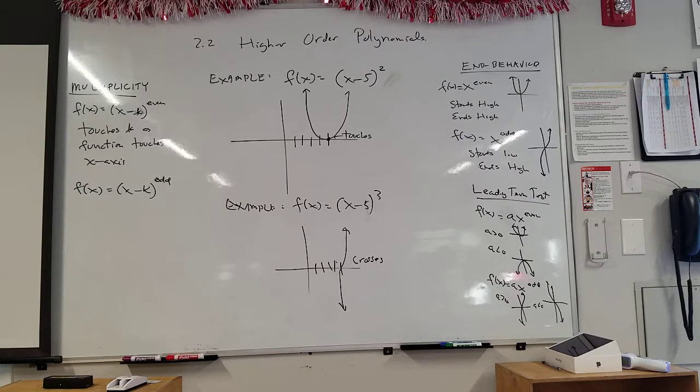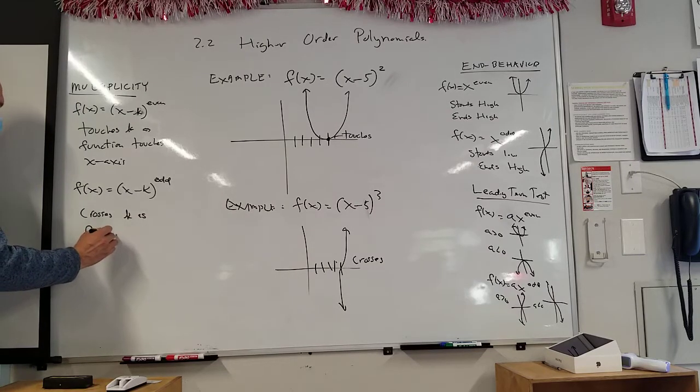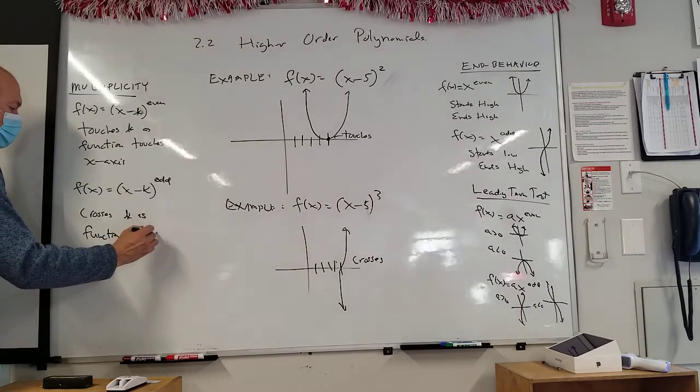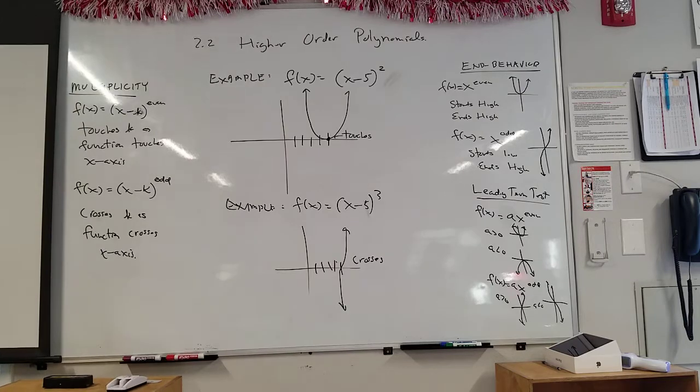Okay, talk to me here. x minus k to the odd power crosses k, as a function crosses the x-axis. Okay, guys, we got it. This is all the stuff we need to learn today. End behavior: what does it look like at the ends? Leading term: the number in front tells us whether to flip or not. And multiplicity: how many times it touches or crosses zero. Now, let's build this humongous thing.